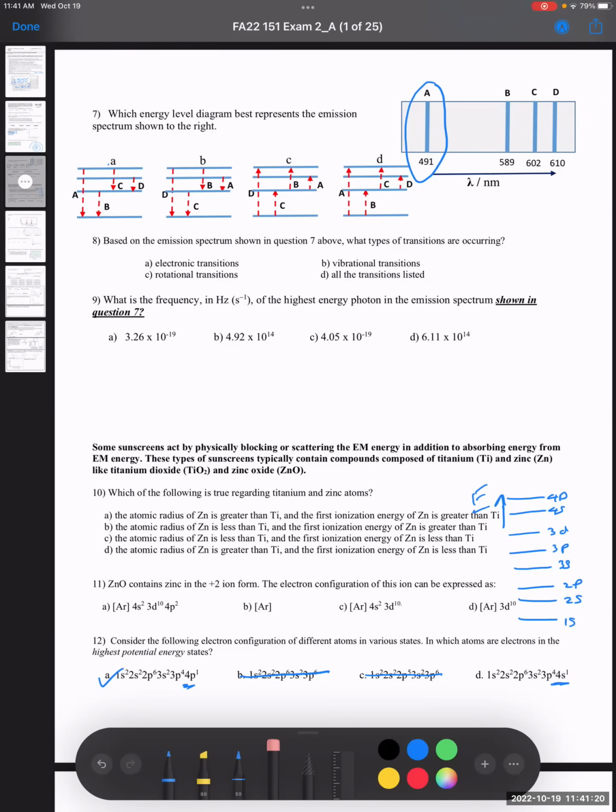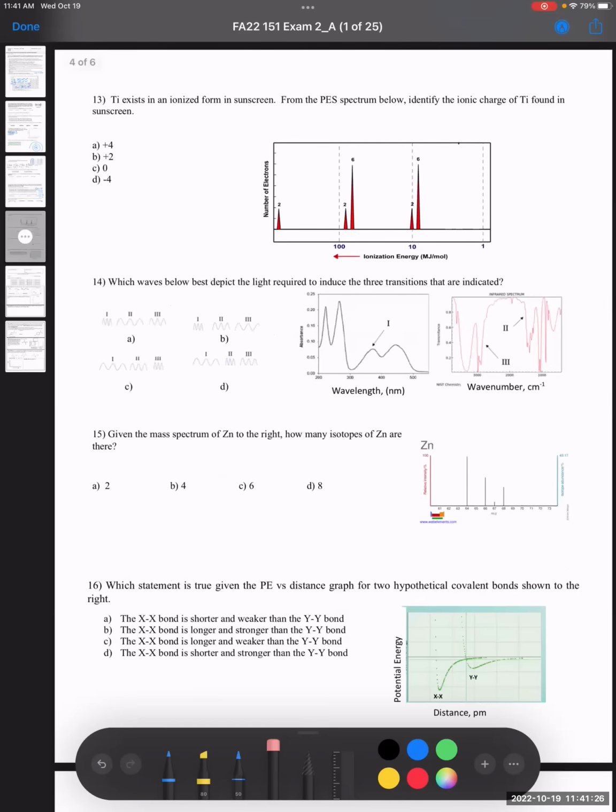Okay, so moving on to the next question. Question 13. Titanium exists in an ionized form in sunscreen. From the PES spectrum below, identify the ionic charge of titanium found in sunscreen.